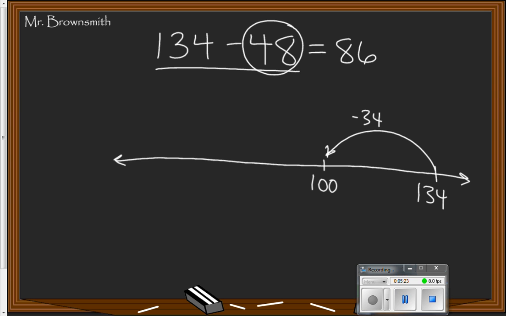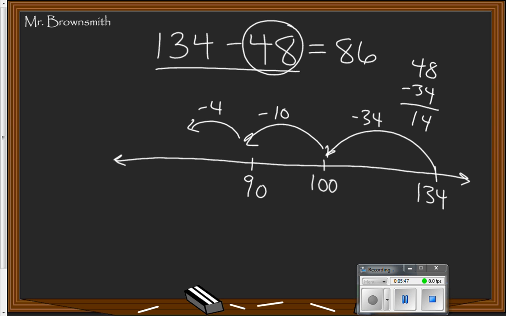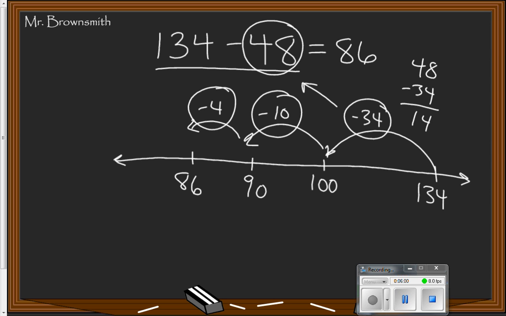Now if I subtract 34 from this 48, I have to think about, okay, if I've got this 48 and I took off 34 of it, then I've still got 14 more left over. So I might subtract maybe another 10 over here to get me to 90. And then from 90, I might subtract another 4, and that would put me at 86. So you can see that these numbers here, these three, what I've done is just broken apart my 48.